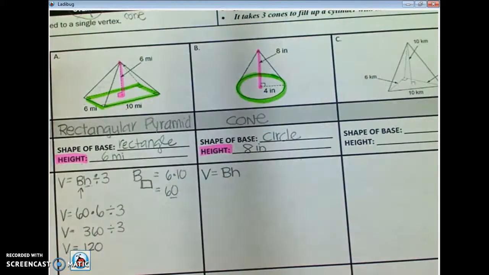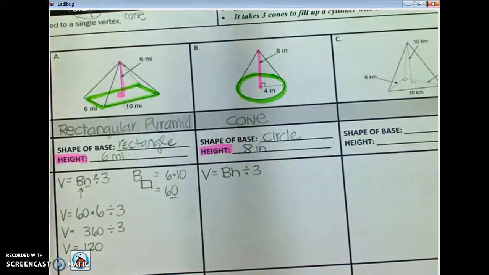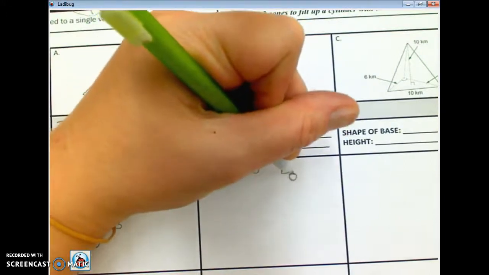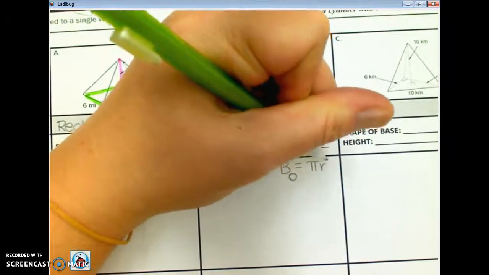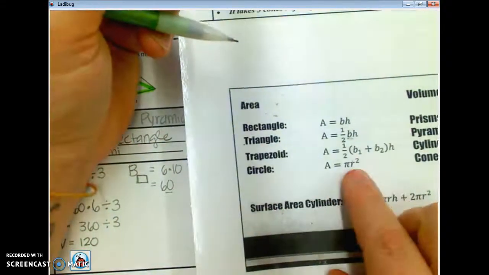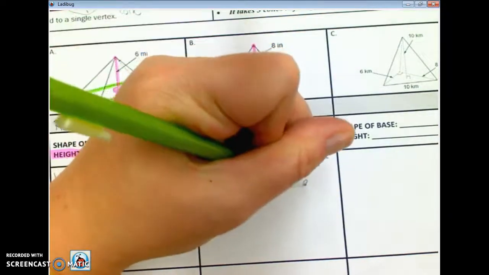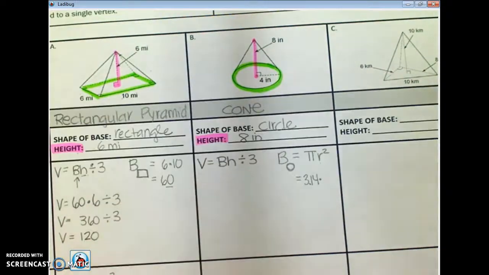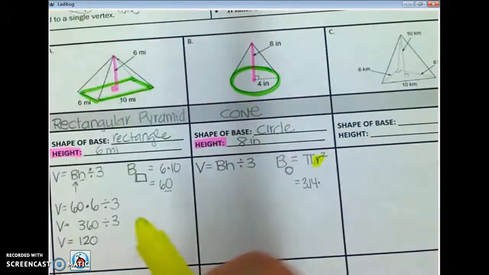Right? Start with my formula. Area of base, big B, times h. Don't forget to divide it by 3. So again, the big B, area of my base. The base is a circle, so that's pi r squared. Again, if you need to, go to your formula sheet. We got circle equals pi r squared. We're going to use 3.14 for pi. Now, r stands for radius, right? Radius is from the center of the circle to the edge.